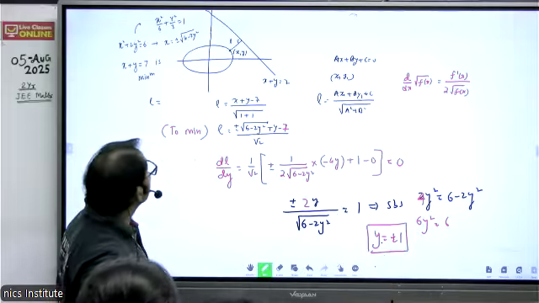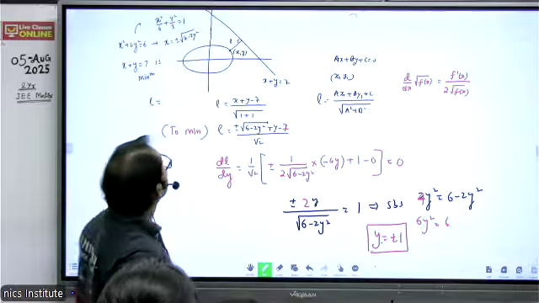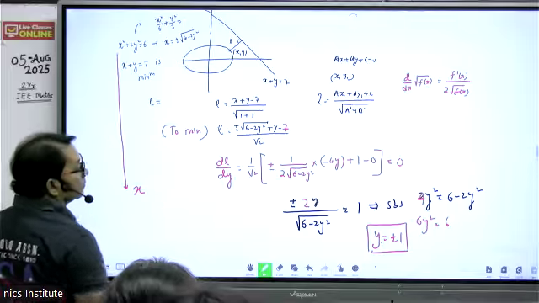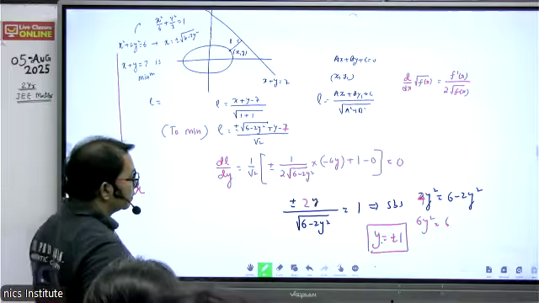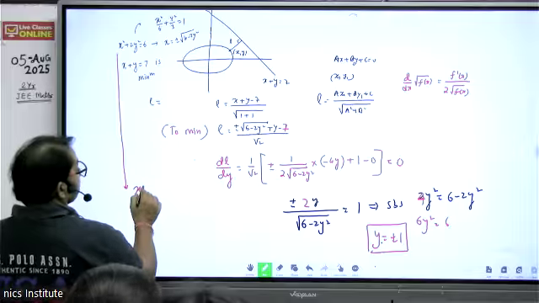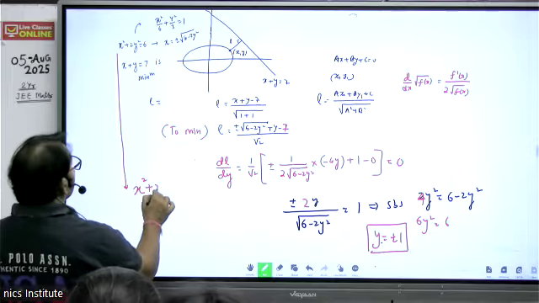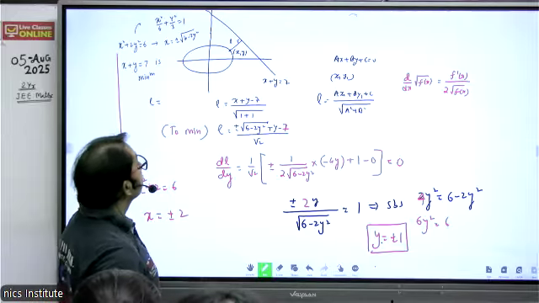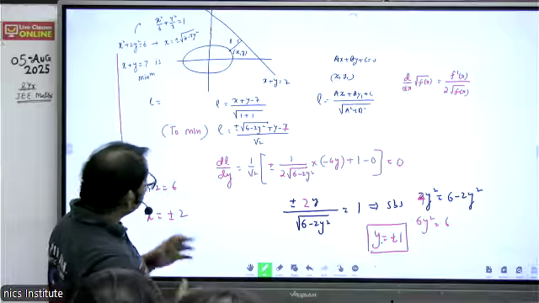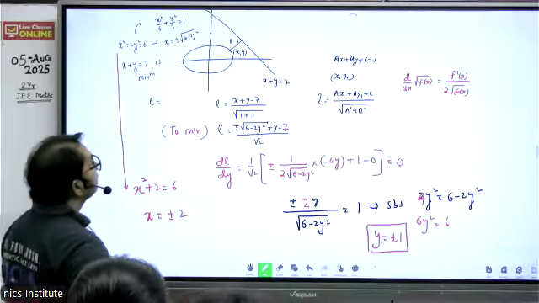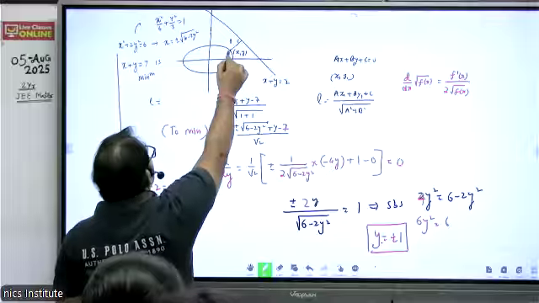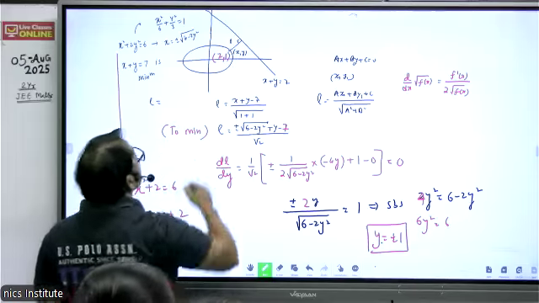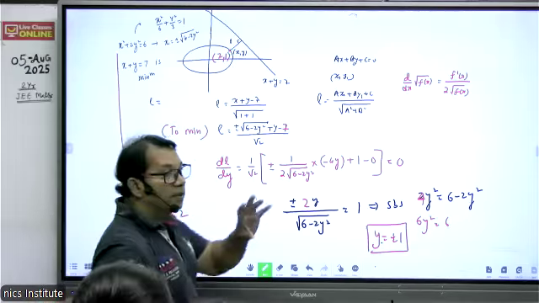So when y is equal to plus minus 1, what will be x? Squaring both the sides won't make a difference. X square plus 2y square. X would be plus minus 2. So the points will be 4 points as such, but the nearest point would be in the first quadrant, which is 2 comma 1. 2 comma 1 would be in the first quadrant.